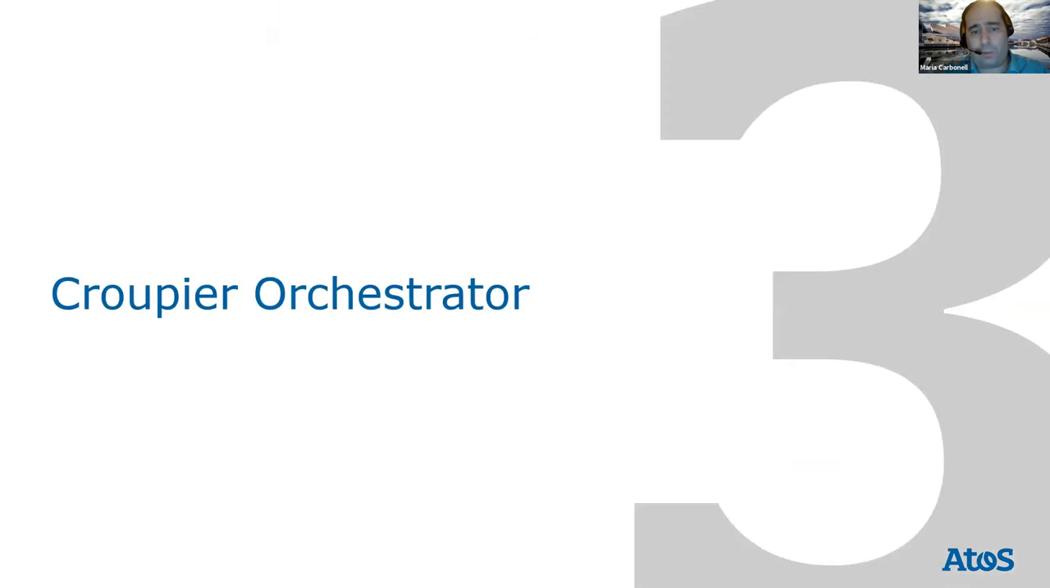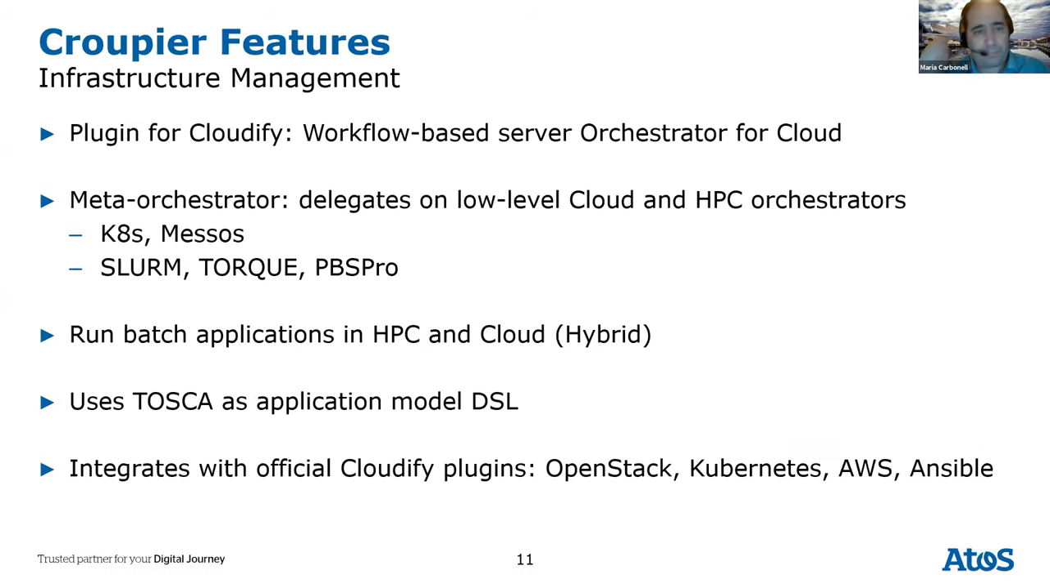And now I wanted to tell you about a concrete case, which is Croupier, an orchestrator that we developed in Atos. First of all, just to be clear, this is based on an existing solution, which is Cloudify. Cloudify is an orchestrator that is basically focused only on cloud infrastructures. So what we did was to create this plugin, Croupier, a plugin for Cloudify, which allows you to use HPC infrastructures. So with this, what we have in the end is a meta orchestrator, in the sense that Cloudify and Croupier itself are able to connect to cloud infrastructures, or even, for example, you can connect to Kubernetes.